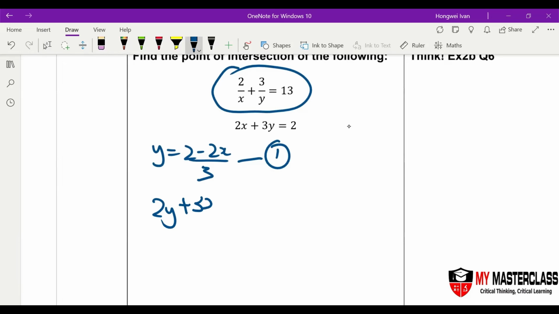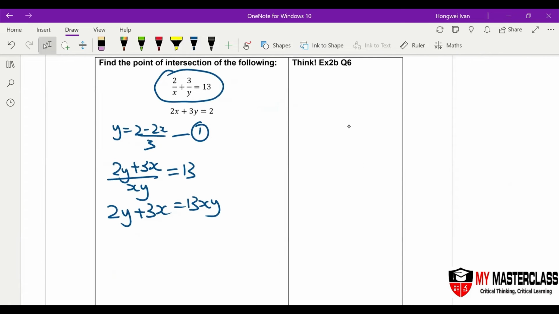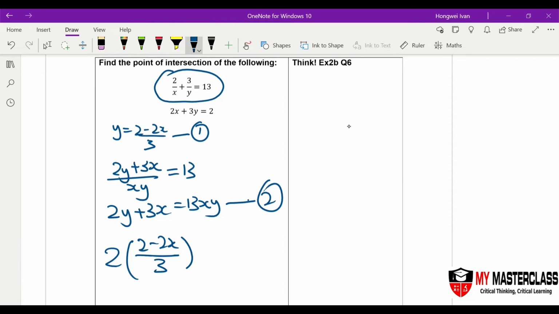2y plus 3x over xy equals 13. Then you have 2y plus 3x equals 13xy. At the start I also never labelled equation 1, equation 2. I take it and do working first. This one is my equation 2. Or sub 1 into 2. Actually, this one is a lot easier. There's probably a quadratic there. 2 times (2 minus 2x/3) plus 3x equals 13x.